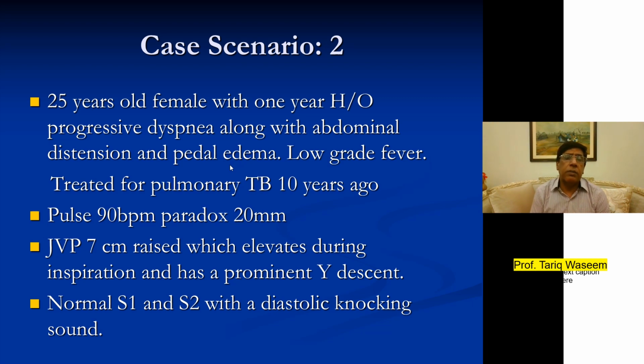Her pulse was 90 beats per minute, and it had a paradox of around 20 millimeters. We already explained what paradox or paradoxical pulse means. Her JVP was 7 centimeters, and it was also showing the Kussmaul sign, or elevation during inspiration, and had a very prominent wide descent. The heart sounds were normal, but there was an additional knocking sound heard during diastole. This is what is called the pericardial knock.